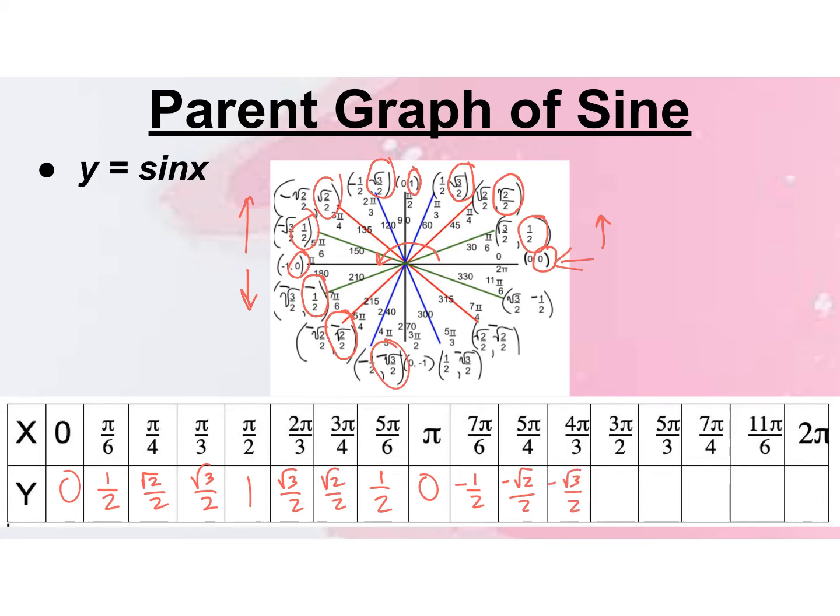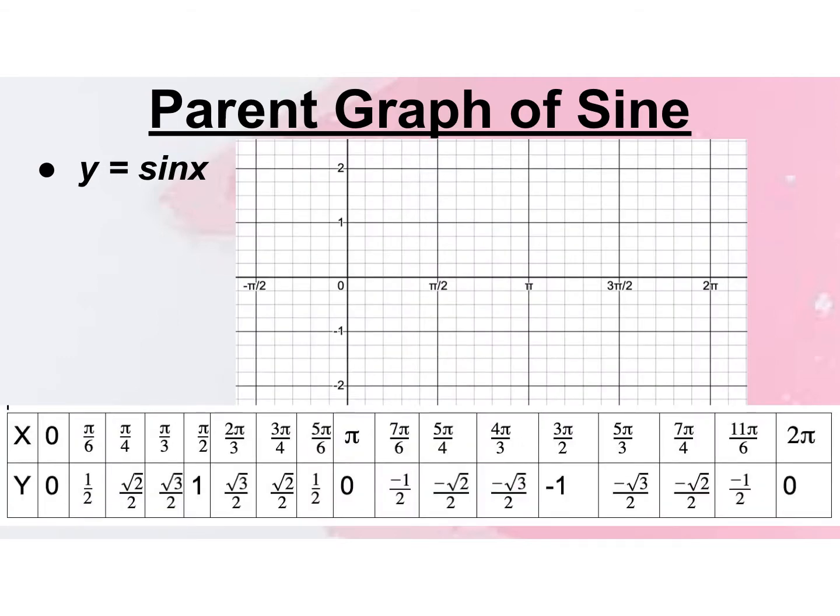3 pi over 2 is my quadrantal angle, so now we're down at the bottom with a negative 1. 5 pi over 3 is negative root 3 over 2. My medium triangle in the fourth quadrant is my medium number with a negative, and we have negative 1/2. It brings us back to 0. So we have 16 values there, and now we're going to go ahead and plot those.